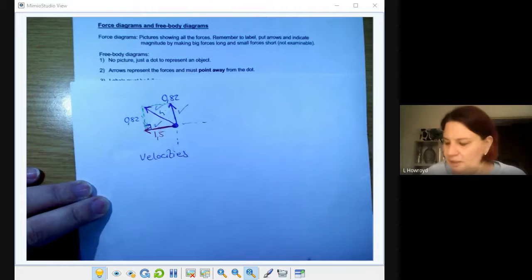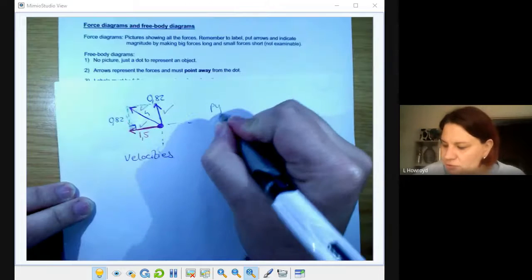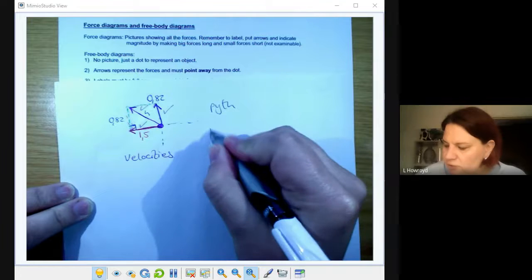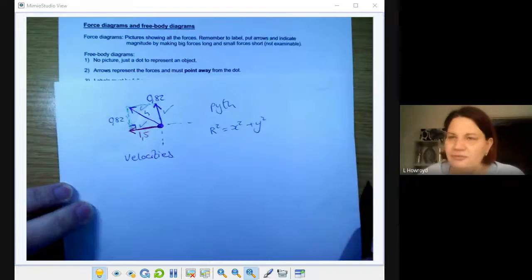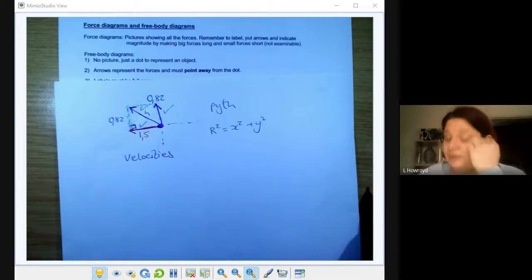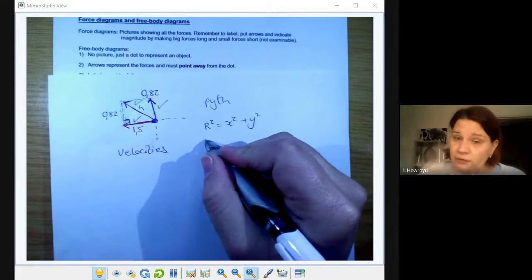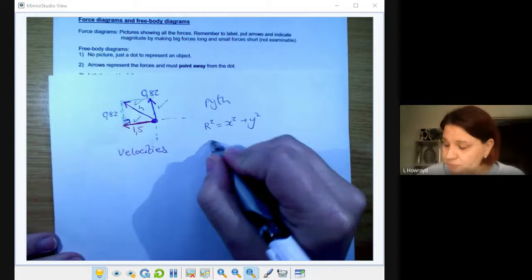work out the hypotenuse. Okay, so you had Pythagoras to do, where r squared is equal to x squared plus y squared. You don't have to give me the formula for Pythagoras, you can just work it out, but just don't forget to square root your answer.